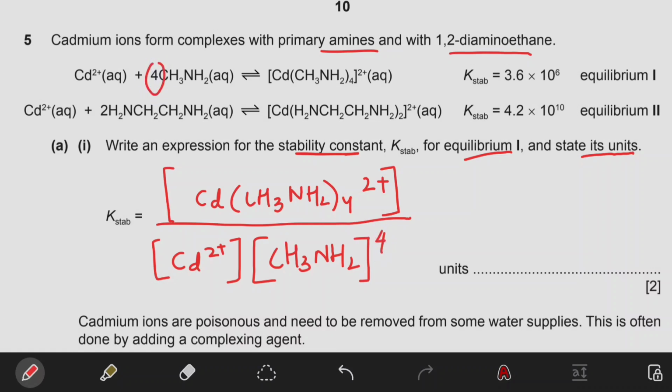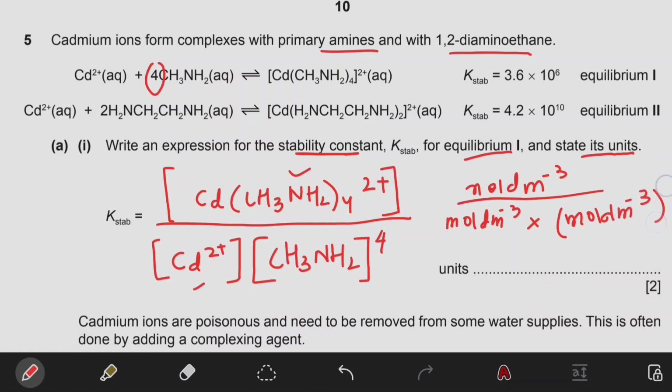Okay, now how do you find the units? Simply write mole per dm cube divided by, is this mole per dm cube, this mole per dm cube, and this with the power this. This cancels out, and what will this become? Remember that it is 1 over mole per dm cube to the power 4, so that would become mole minus 4 dm cube 12, positive 12.